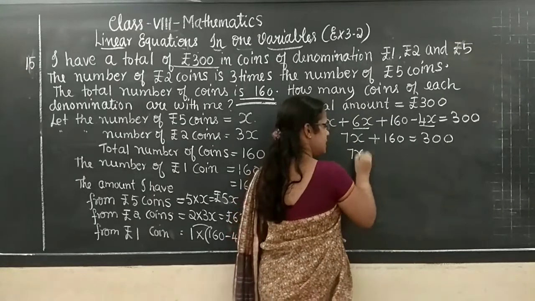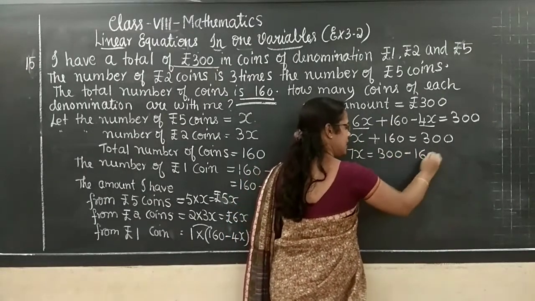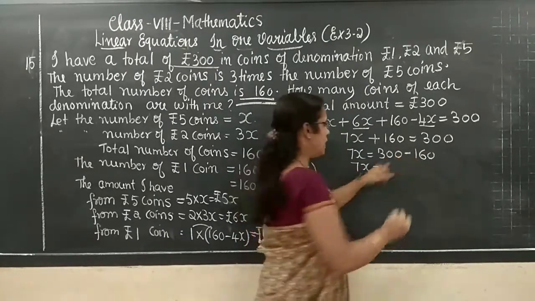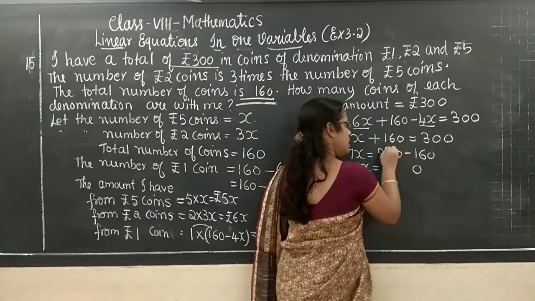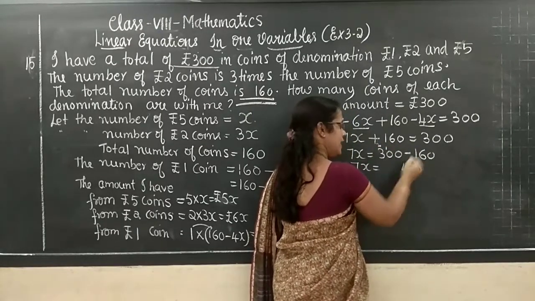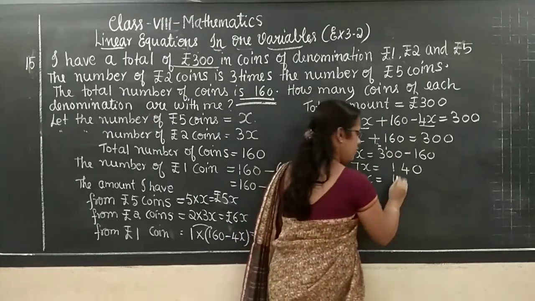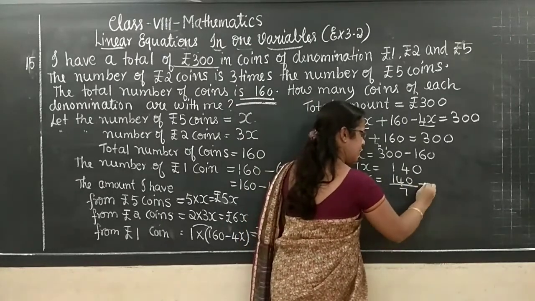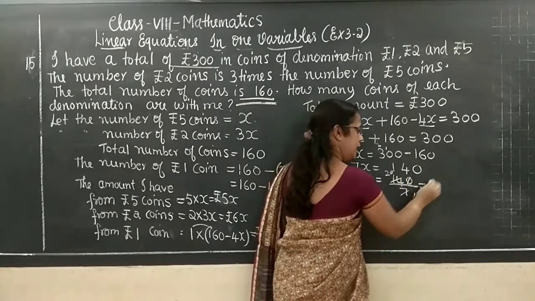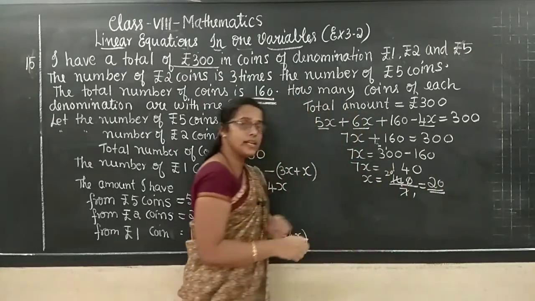So then 7x is equal to 300 minus 160. That means 7x is equal to 140. I want the value of x. x is equal to 140 divided by 7. 7 ones are 7, 7 twos are 14, 7 zeros are 0. So 20. This is the value of x.